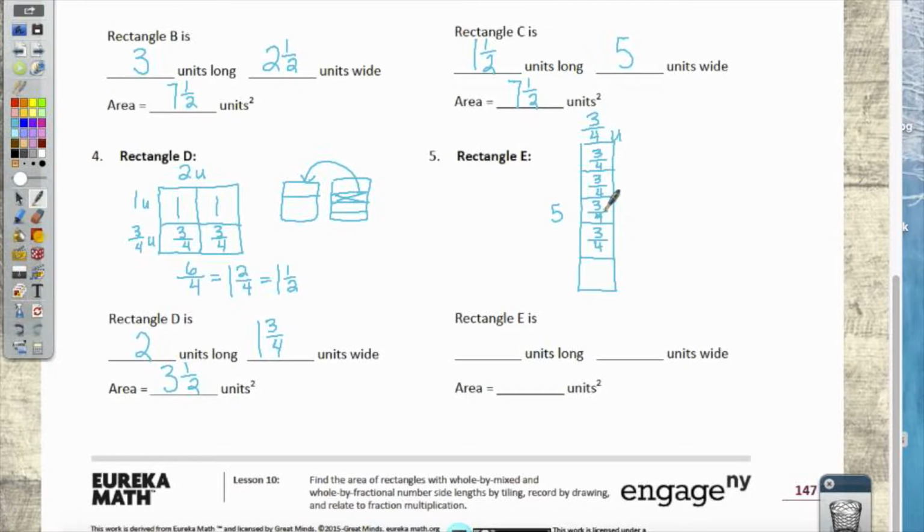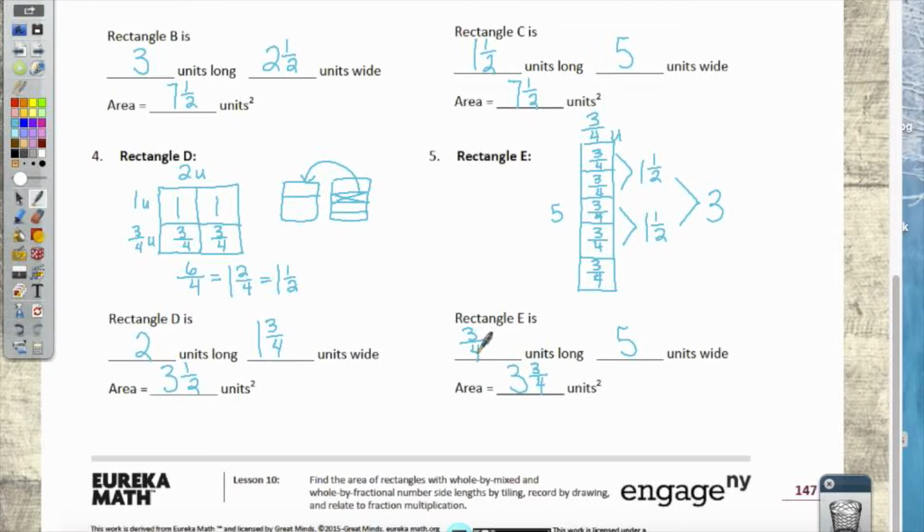1, 2, 3, 4, 5. Okay, so this is 1.5, correct? And that's 1.5. 1.5 plus 1.5 equals 3, because 1 plus 1, and then a half plus a half is a whole. So it's 3 and 3/4 is my total.